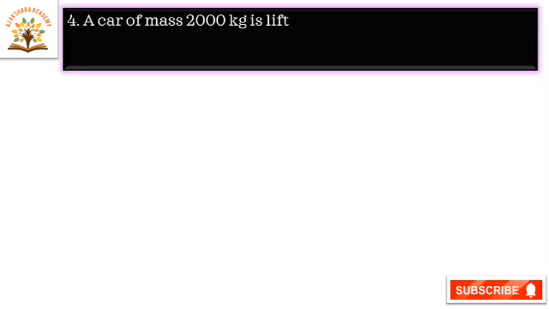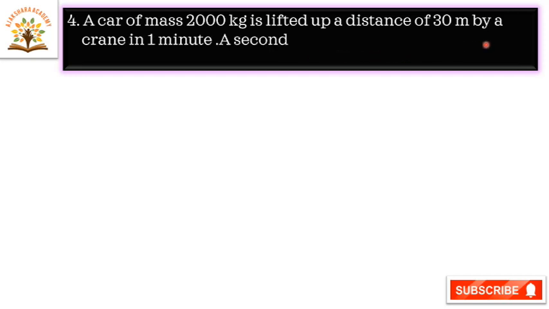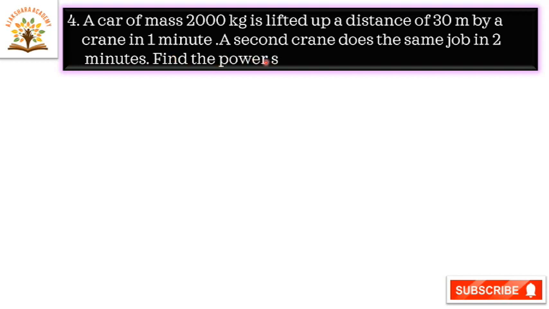A car of mass 2000 kilograms is lifted up a distance of 30 meters by a crane in 1 minute. A second crane does the same job in 2 minutes. Find the power supplied by each crane. Here we have to calculate the power supplied by each crane. Now let us go to the solution.